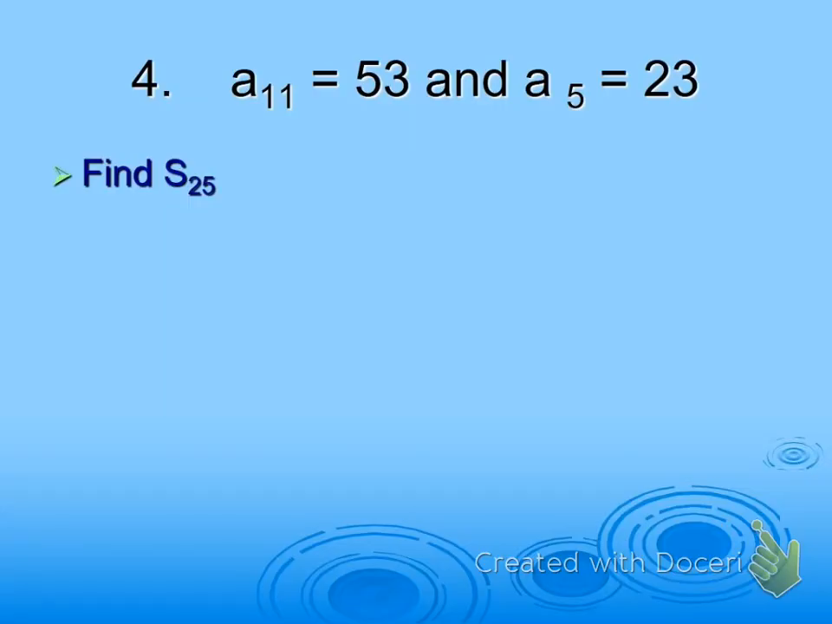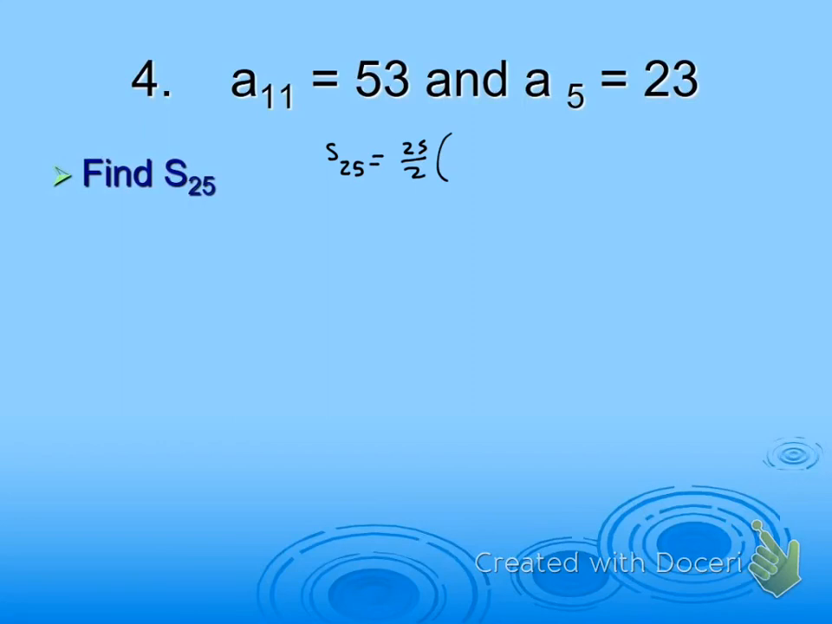So here I tell you the 11th term is 53. The 5th term is 23. I'm asking you to find the sum of the first 25 terms of an arithmetic sequence. That's key, right? Okay. Well, this is what I know. I know the sum of the first 25 terms is going to be 25 divided by 2 times, oh man, I need the first term, I need the 25th term. Probably, what's the thing we should do first? Let's find the what first.